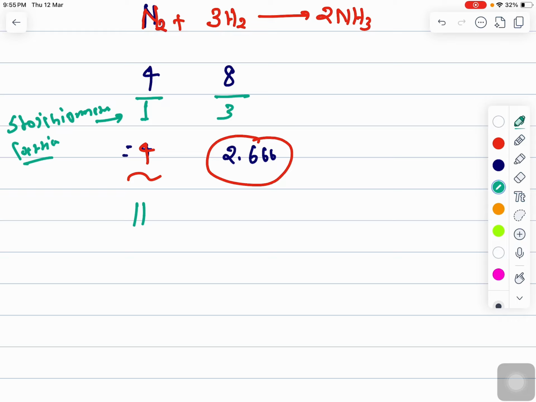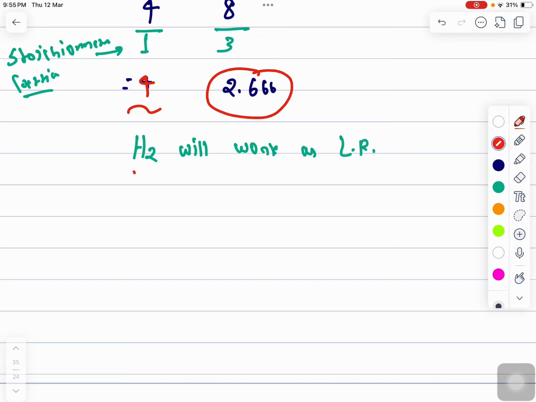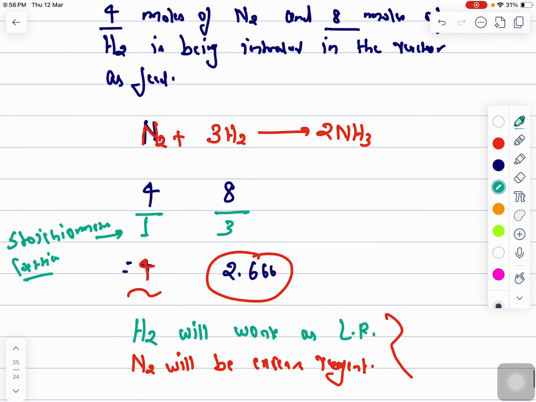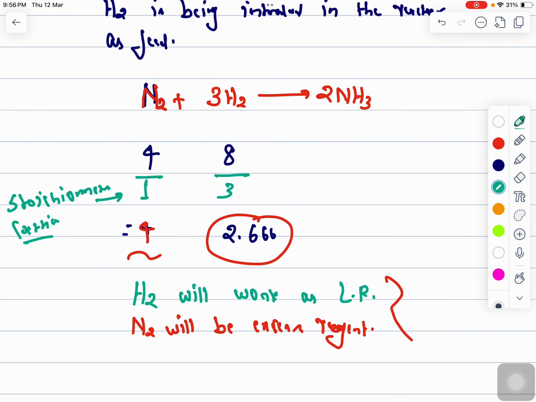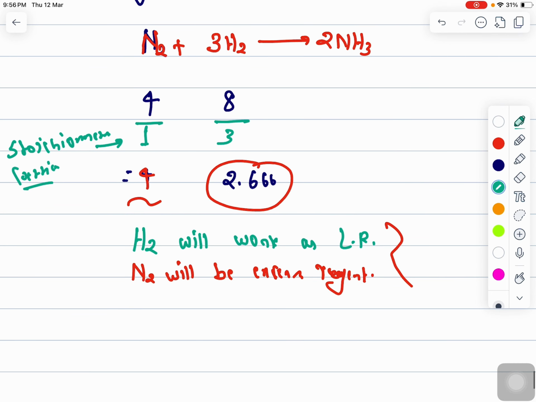So here hydrogen will work as your limiting reagent. Is that clear? Hydrogen will be the limiting agent, and nitrogen will be the excess reagent. Nitrogen will remain as it is in the reaction once the hydrogen is consumed. Now you have to find how much excess reagent there is. Okay, so let's see.